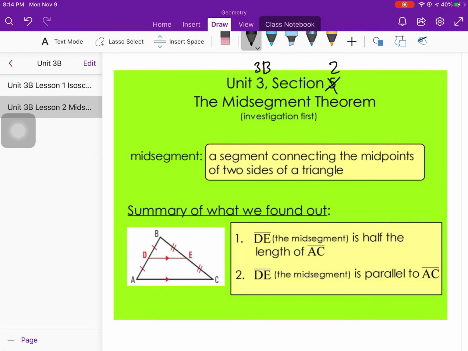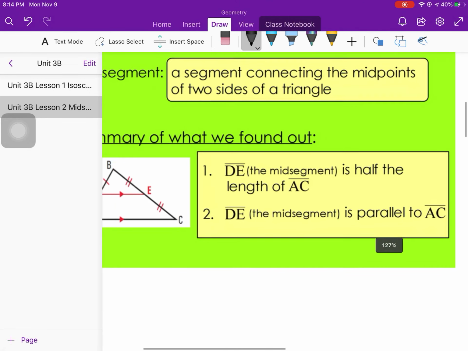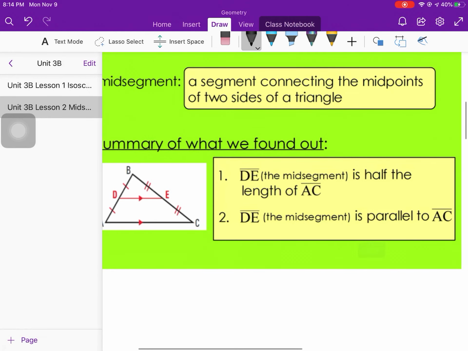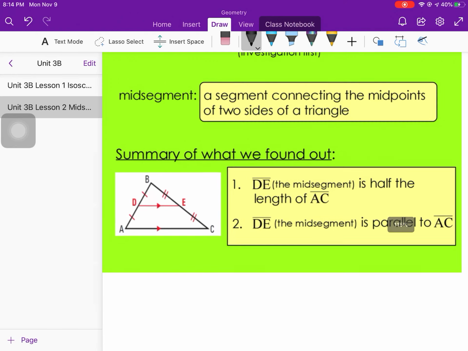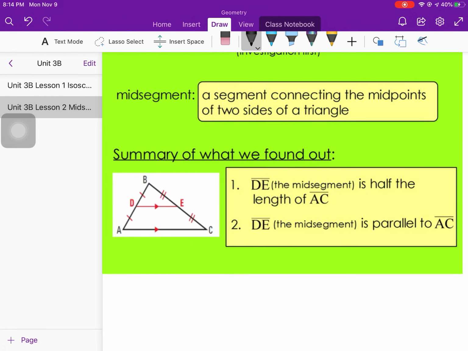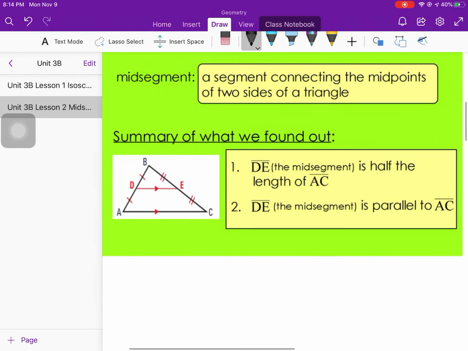So the midsegment is a segment connecting the midpoints of two sides of a triangle. Normally I would do an investigation, but for the sake of time, we're not going to be able to do that. So the midsegment here on this diagram is DE. It's half the length of AC, which is our base, okay? And then it's also parallel to AC. That's the other key part to this. So when you have a midsegment, it is half of your base and it's also parallel.